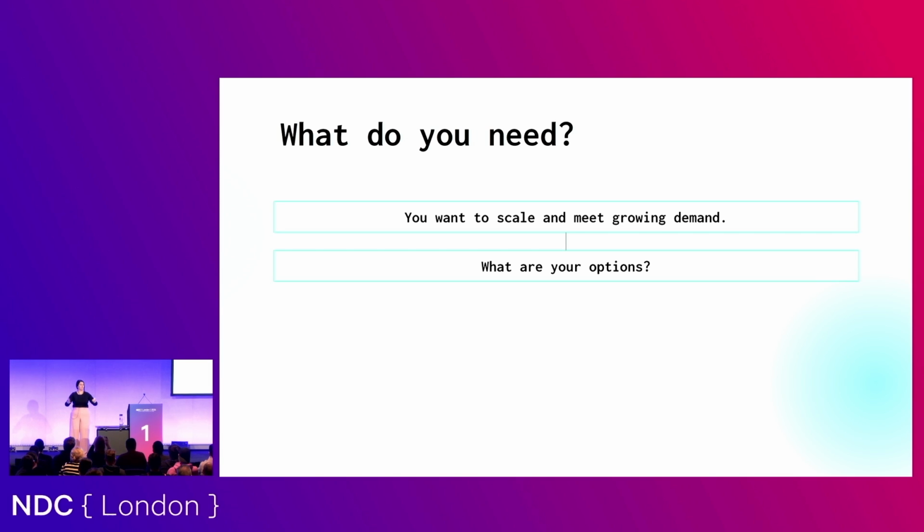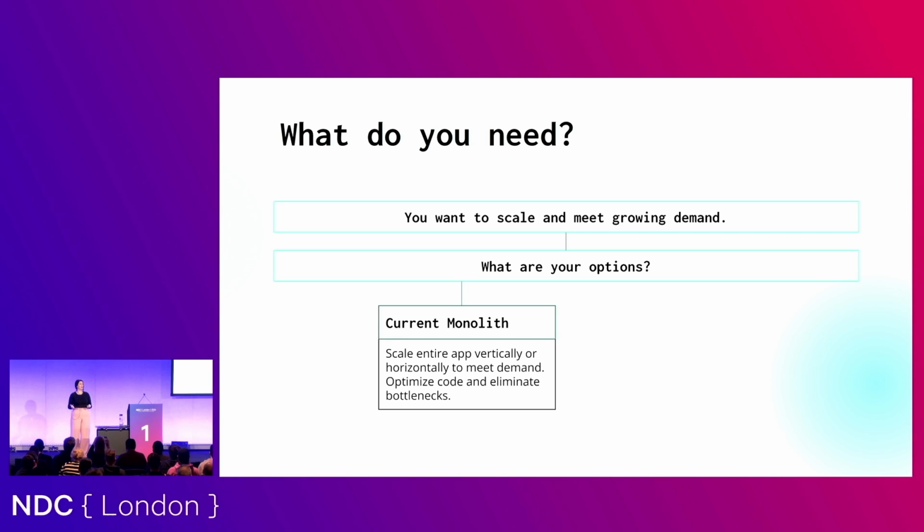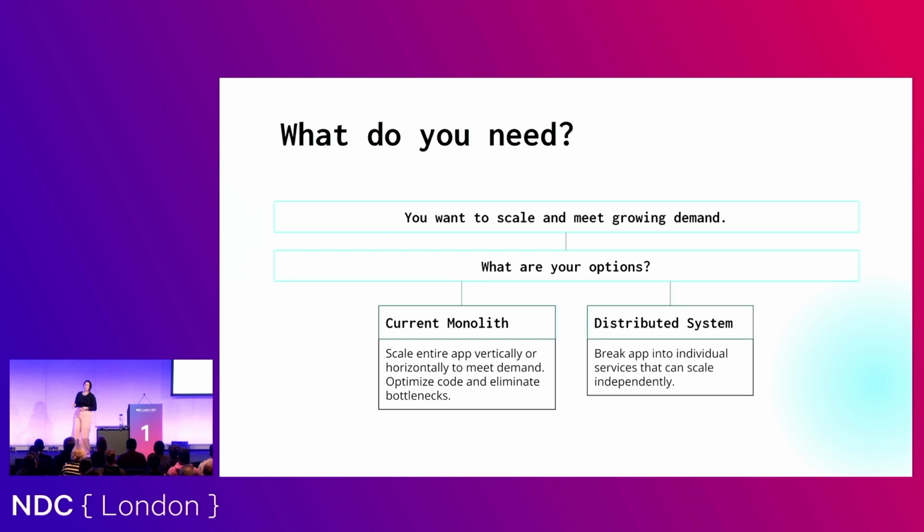We have, I want to scale and meet demand, so we could go through our current monolith and scale it vertically or horizontally, make multiple different instances of it or give it more compute. We can go through the code, try and optimize it, find where the bottlenecks are, where all those bits are just not working as smoothly as possible. Or we can go and break apps into individual services that can all scale independently.